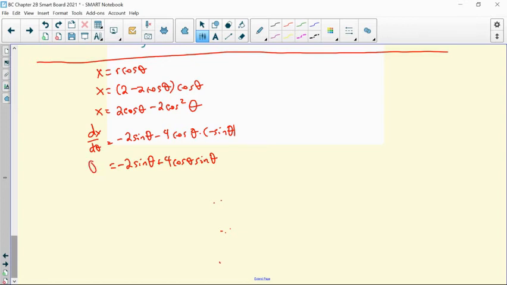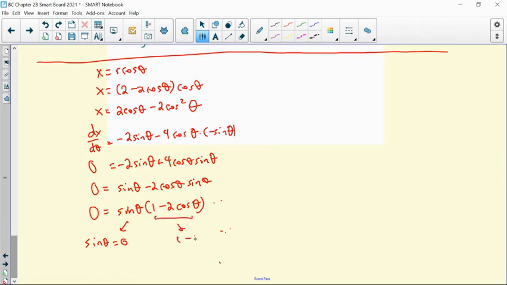And that equals 0. Now, again, we can at least divide out the negative 2. So 0 is equal to sine of theta minus 2 cosine theta sine theta. And let's go ahead and factor out that sine and then solve this trig equation. So you get 1 minus 2 cosine of theta. And let's figure out when sine of theta is 0, and then also when 1 minus 2 cosine of theta is 0, since it's the zero product property.